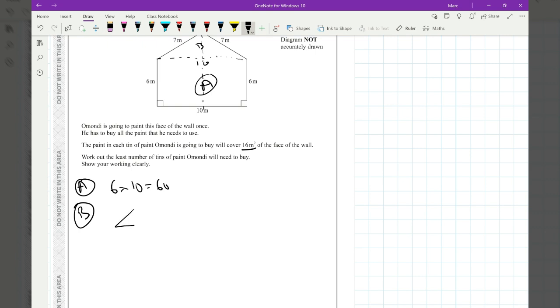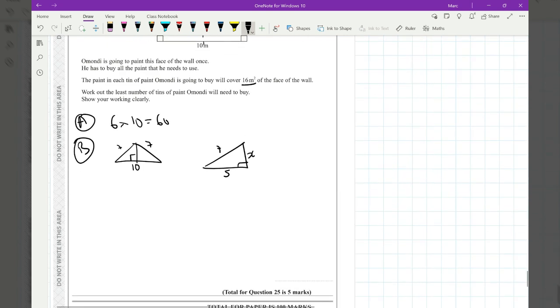We've got a triangle, 10, 7, 7. But if I put a little symbol in there, you'll spot it's a right angle, and we can create a right angled triangle. And therefore, by finding x on that little diagram, we'll find the height, and we can then use that to find the area of the triangle. So 7 squared, take away 5 squared, because we've already got the hypotenuse, gives us 24. So the square root of 24 is equal to x.